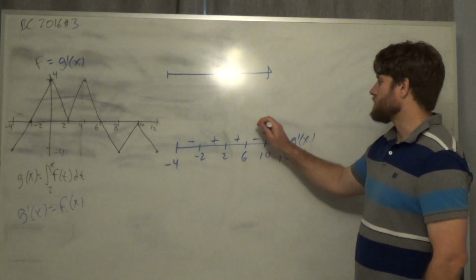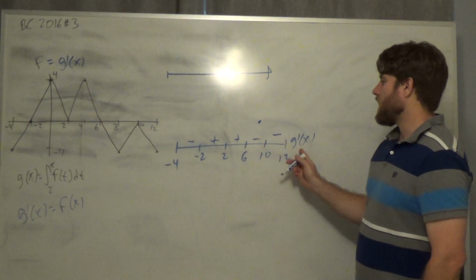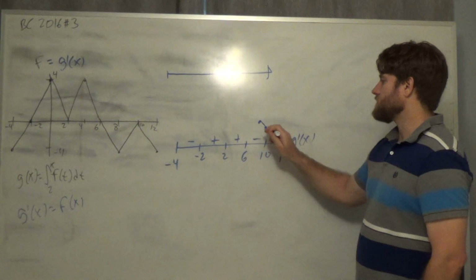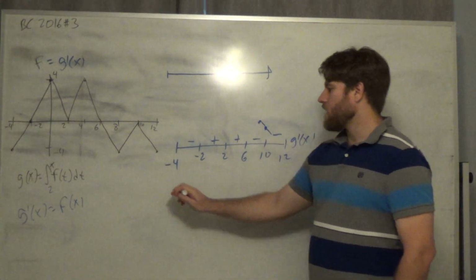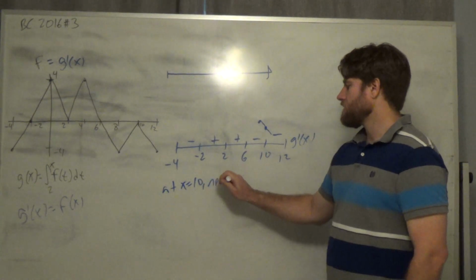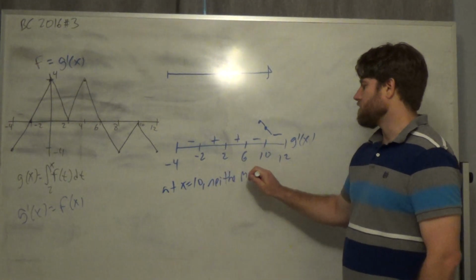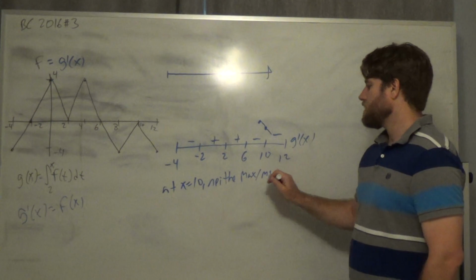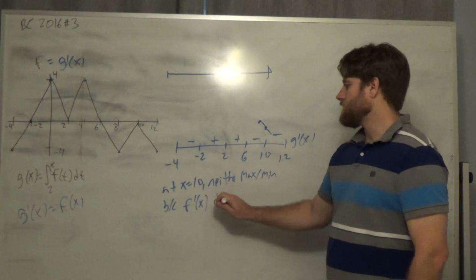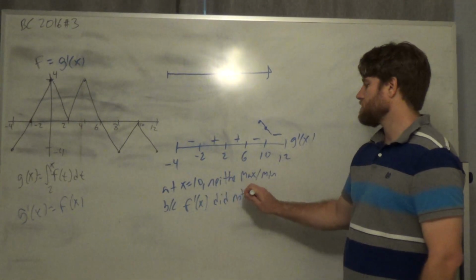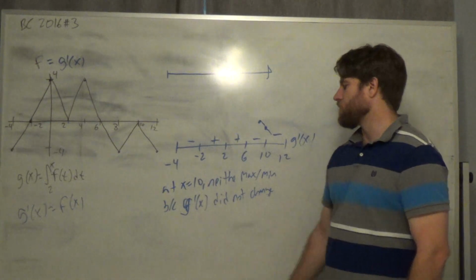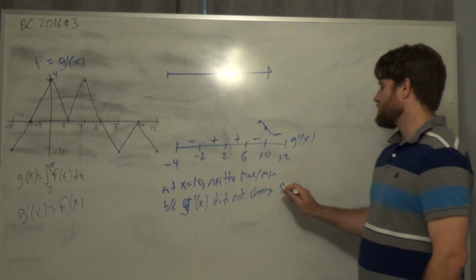Well, let's see. G prime x was negative and still negative. That meant g of x was decreasing and still decreasing. So we would say at x equals 10, neither max or min, because g prime x did not change signs.